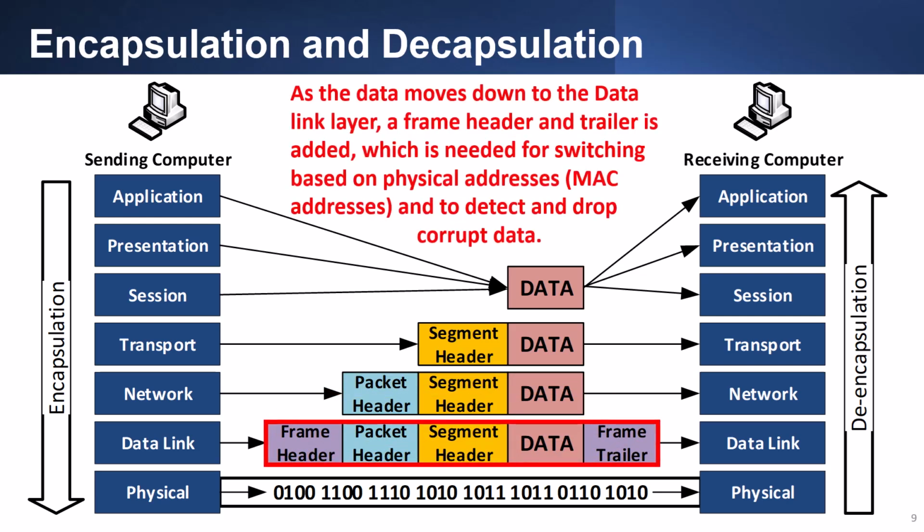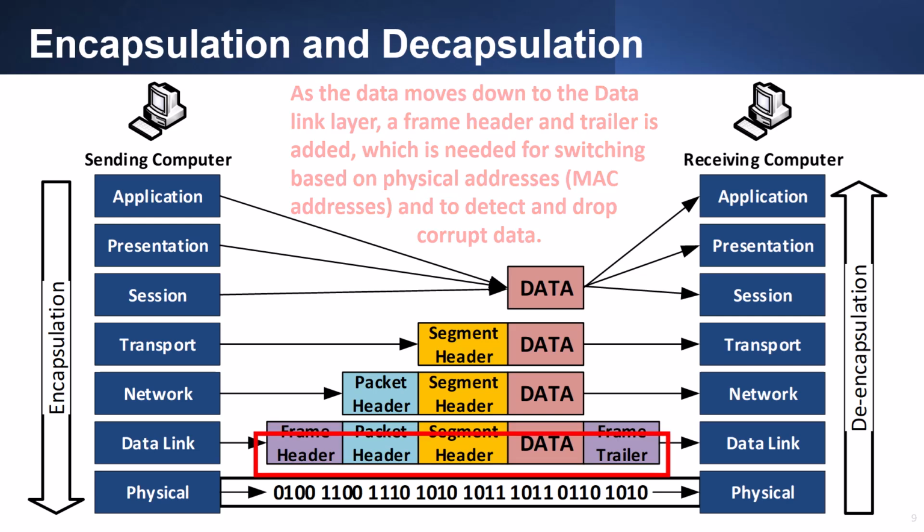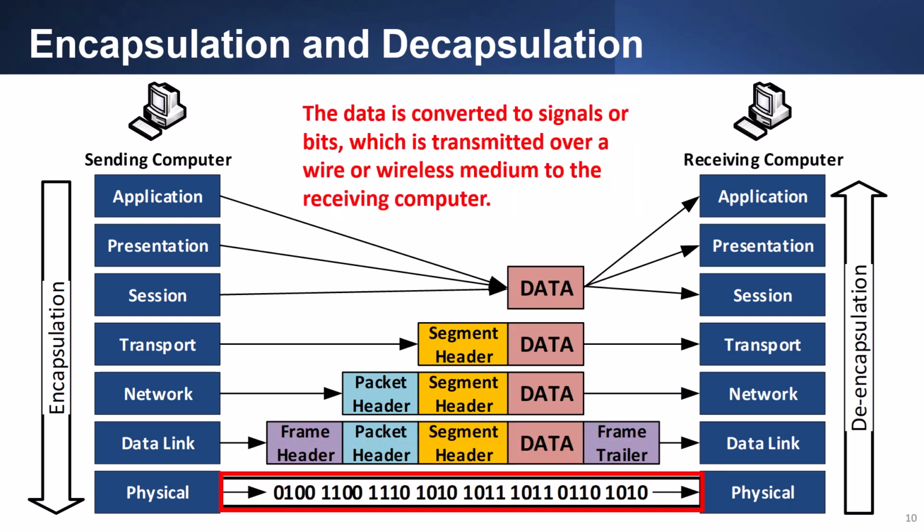As the data moves down to the data link layer, a frame header and trailer is added, which is needed for switching based on physical addresses or MAC addresses and to detect and drop corrupt data. The data is converted to signals or bits, which is transmitted over a wire or wireless medium to the receiving computer.